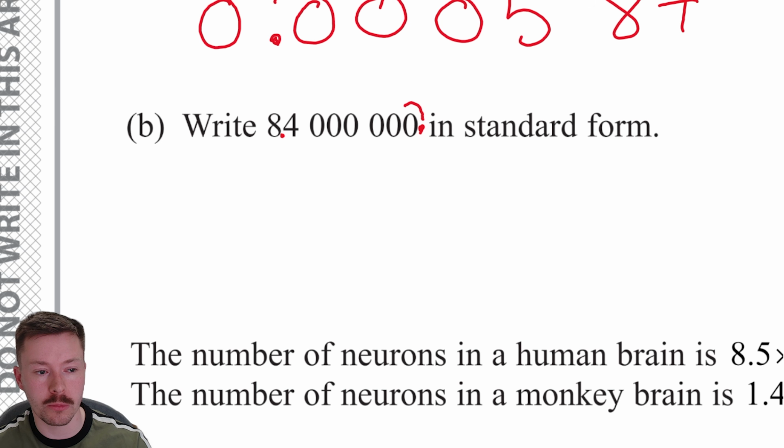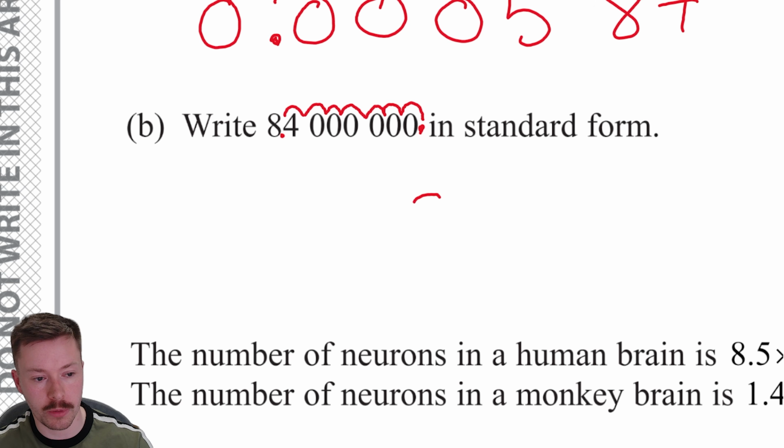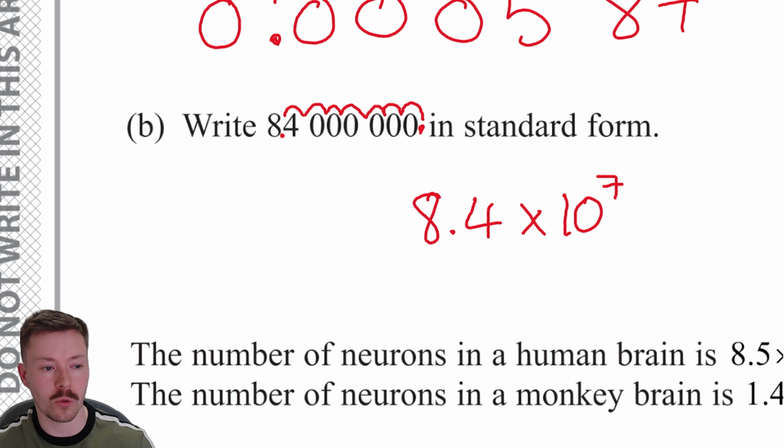So our decimal point is going to move 1, 2, 3, 4, 5, 6, 7 places. It isn't just however many zeros you've got. So it's going to be 8.4 times 10 to the power of 7. 1, 2, 3, 4, 5, 6, 7. And that is our answer.